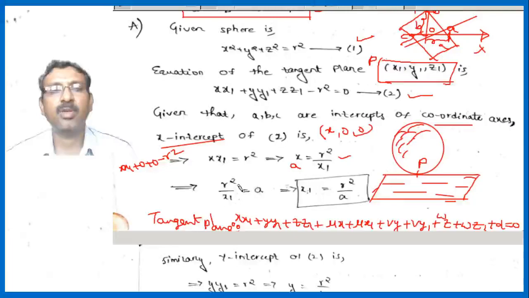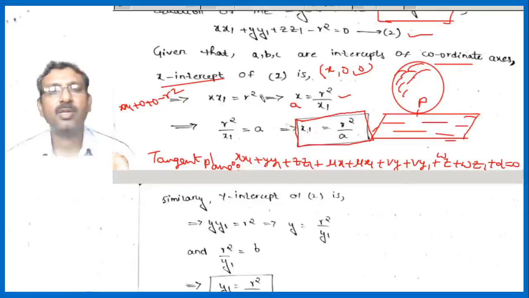Therefore, a equal to r square by x1. Therefore, x1 equal to r square by a. Here I want to find the x1, y1, z1 values. After finding the x1, y1, z1 values, I substitute x1, y1, z1, that is point P, in the equation of the sphere. Why? Because P lies on the sphere also.